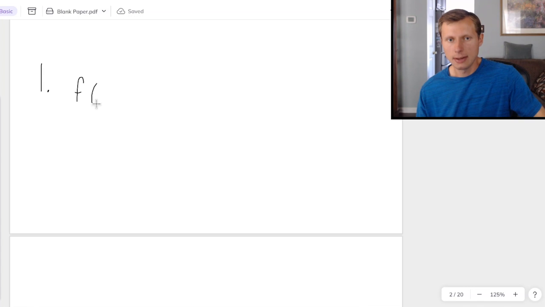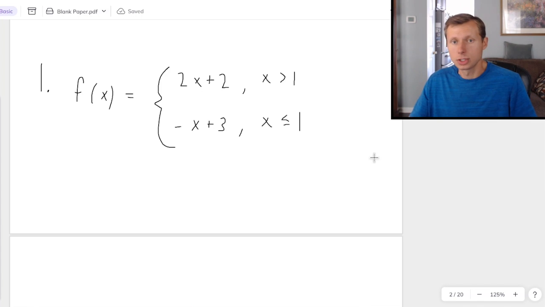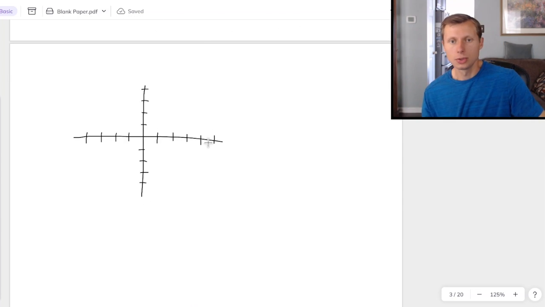For this first one, I want you to graph the piecewise function 2x plus 2 for the condition x is greater than 1, and negative x plus 3 for when x is less than or equal to 1. So, like I said, the first thing I'm going to do is graph both of these, starting with 2x plus 2. I know what that looks like. Let me just get some tick marks going here. So 2x plus 2 is going to have a y-intercept at positive 2 with a slope of positive 2. That means it goes up 2 over 1 to the right and down 2 over 1 to the left.